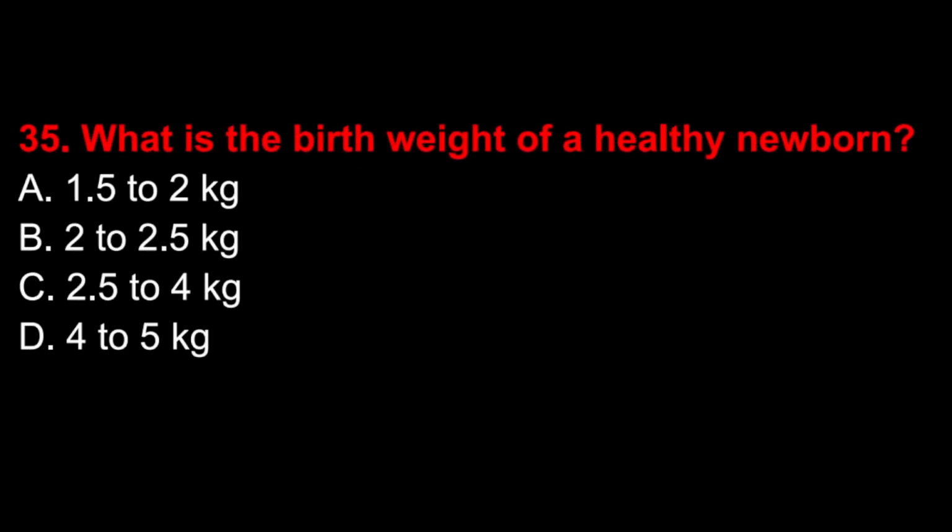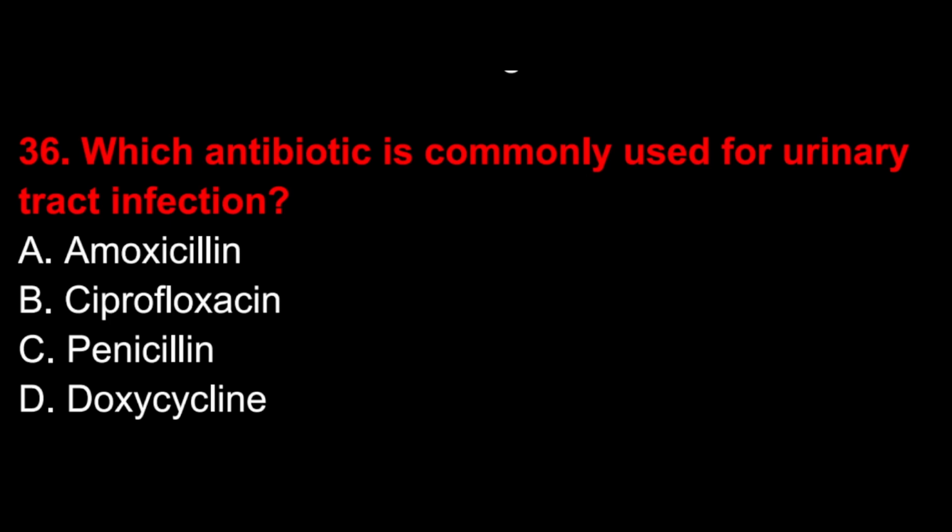Question number 35. What is the birth weight of a healthy newborn? Correct answer is option C, 2.5 to 4 kg. Question number 36. Which antibiotic is commonly used for urinary tract infections? Correct answer is option B, ciprofloxacin.